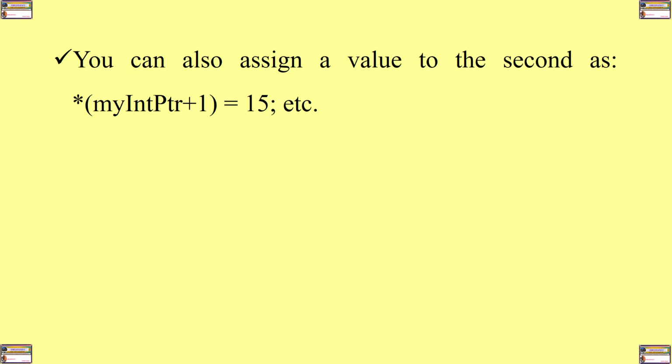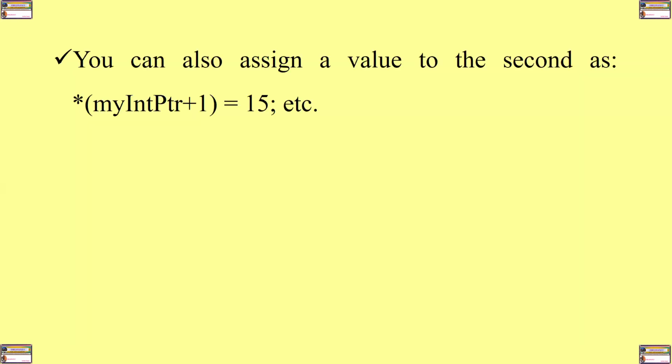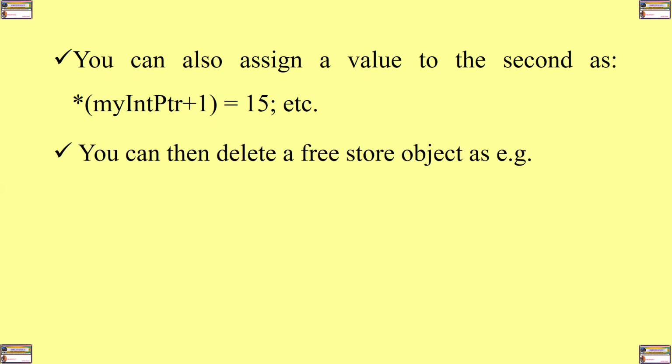And therefore, we can assign another value to element number 3 by having the statement, as you can see, but then you can even say my int pointer plus 2. If you say my int pointer plus 2, that will be index number 2, and that is element number 3 in the array.